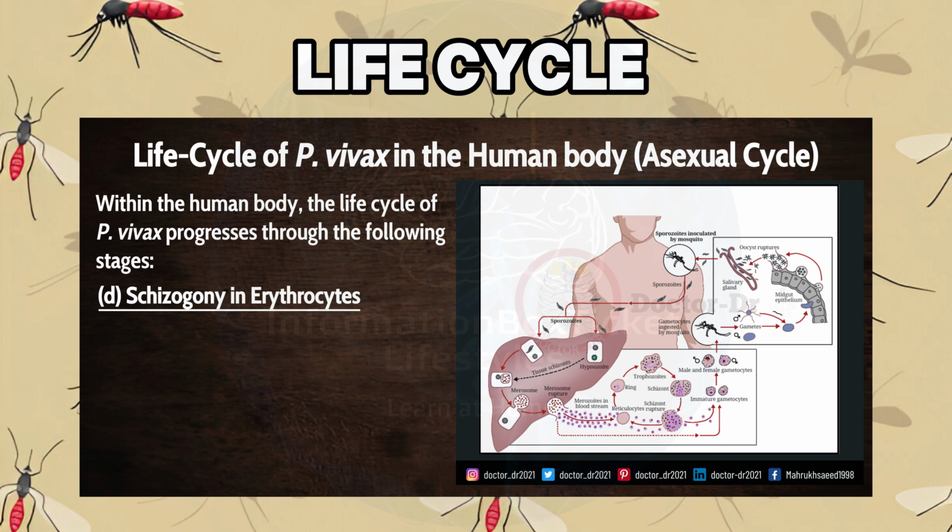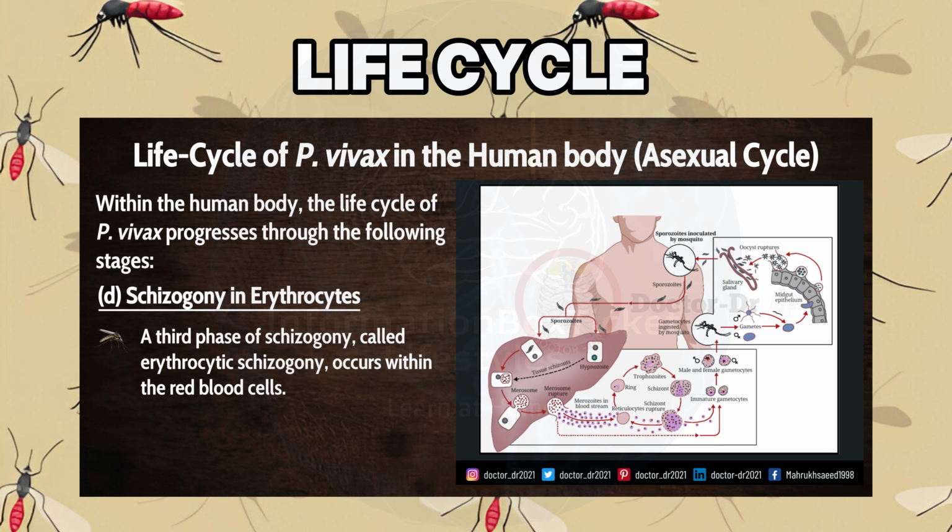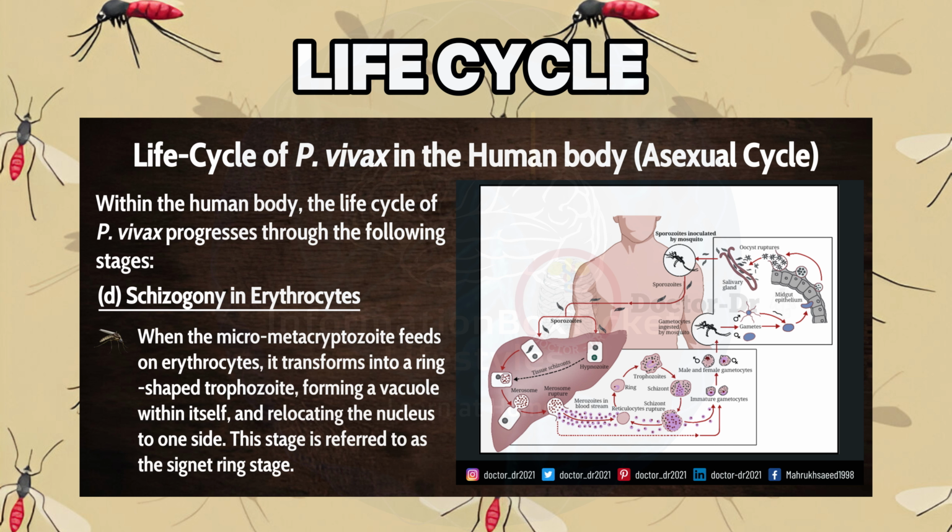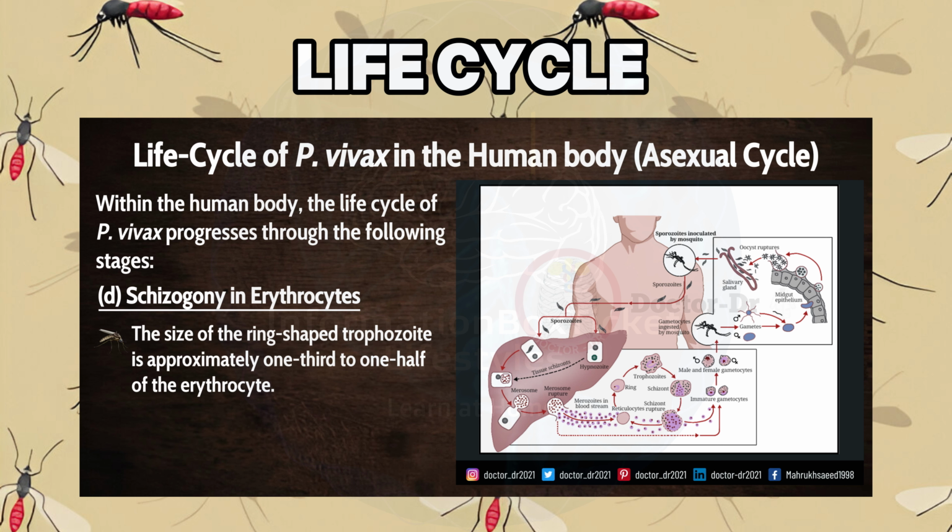D. Schizogony in erythrocytes. A third phase of schizogony, called erythrocytic schizogony, occurs within the red blood cells. When the micrometacryptozoite feeds on erythrocytes, it transforms into a ring-shaped trophozoite, forming a vacuole within itself and relocating the nucleus to one side. This stage is referred to as the signet ring stage. The size of the ring-shaped trophozoite is approximately 1/3 to 1/2 of the erythrocyte.